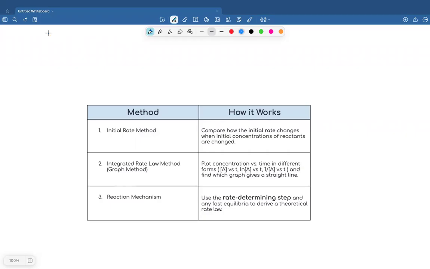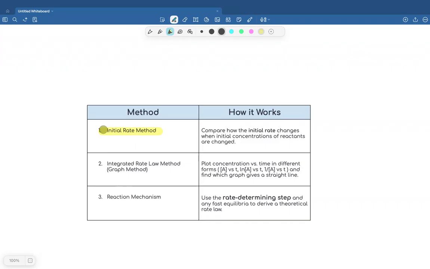Hello everyone, this video is about finding rate law using the initial rate method. As you can see in the chart over here, there are three methods for finding rate law. The first one is the initial rate method, which is what this video is about, and I'm only going to focus on this method for this video.